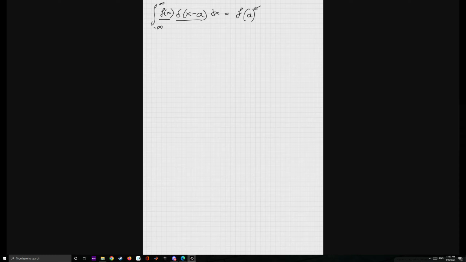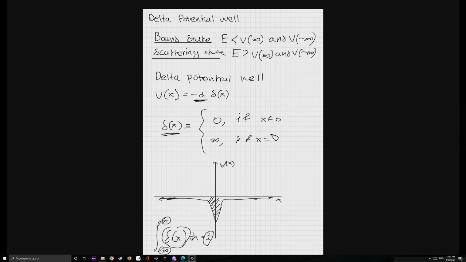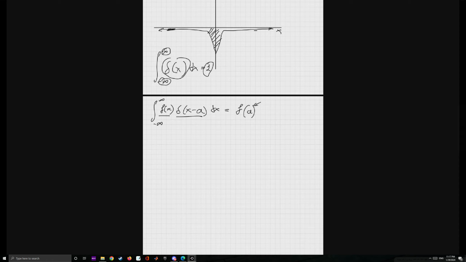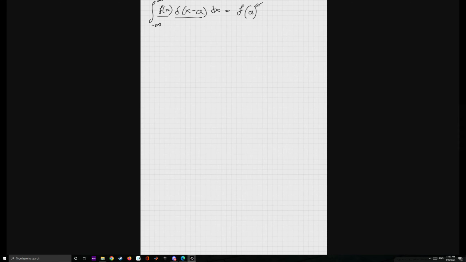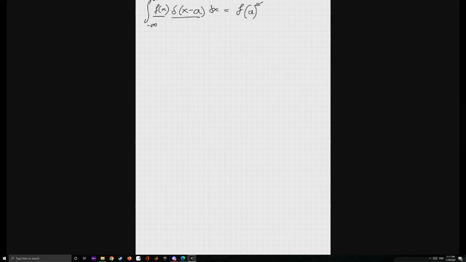Another thing we can say about the delta function is that it is going to help us resolve the discontinuity that we will see. So let's just start by doing the solution. First we will be looking at the state E that is smaller than 0, so we will be looking at a bound state.